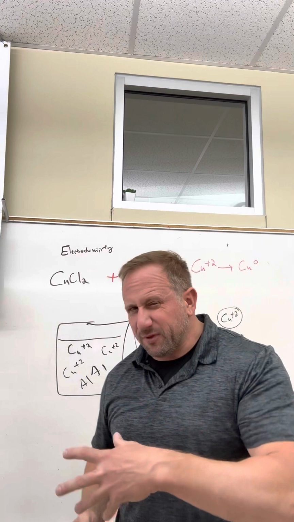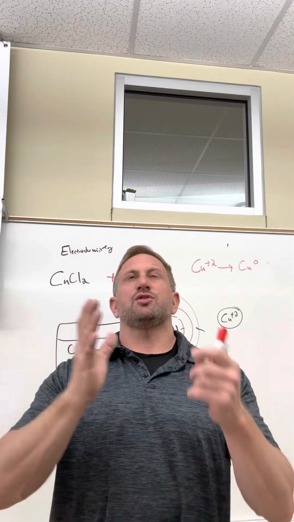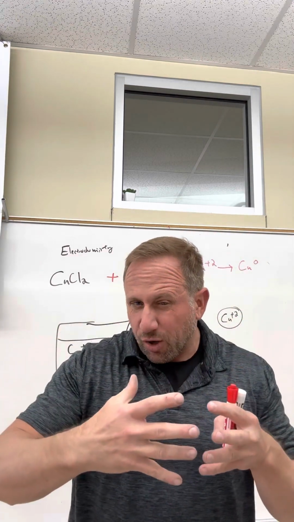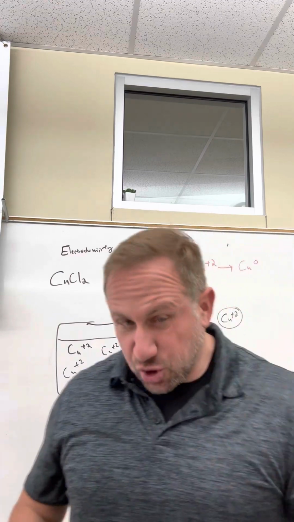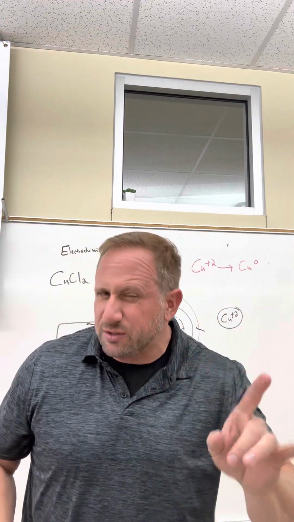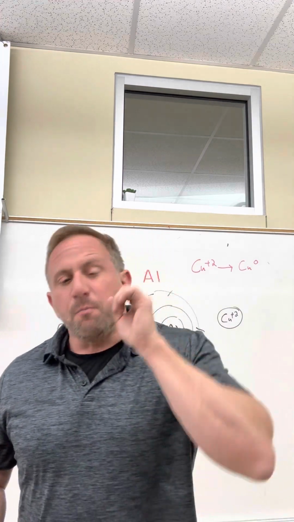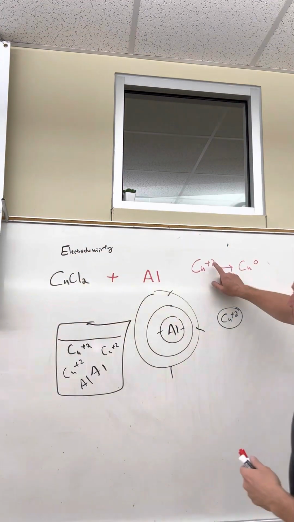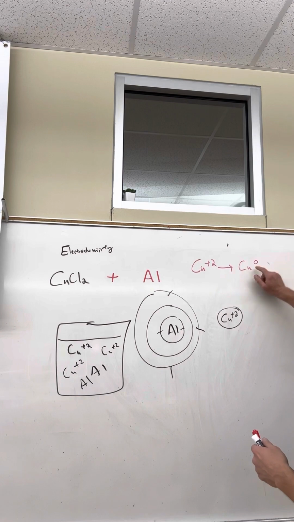All right, so what happens is if the copper positive 2 has what we call a strong enough reduction potential, a potential to get reduced. Now, what does that mean? Being reduced means it's going to go from a positive 2 charge to a 0 charge.